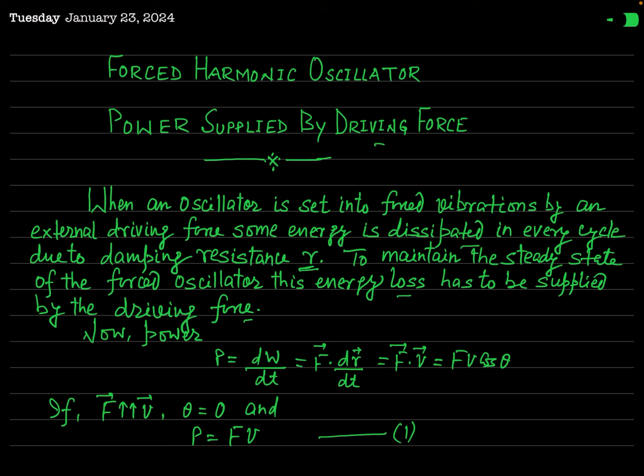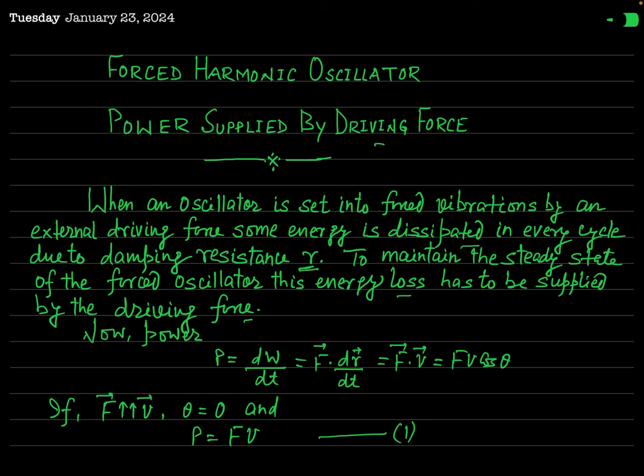To calculate the value of power supplied by the driving force to the oscillator, we will start from the very definition of power. You know what power is? Power is simply the rate of doing work. Or you can also say that power of an external agent is defined as the energy supplied by the agent per second. So here, power supplied by the driving force means the work done by the driving force, or energy provided by the driving force per second.